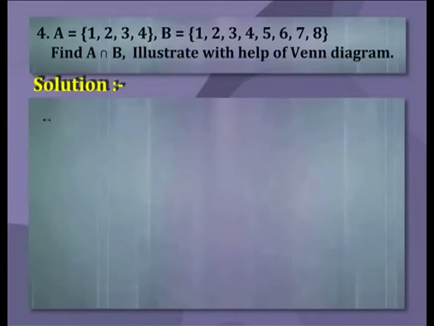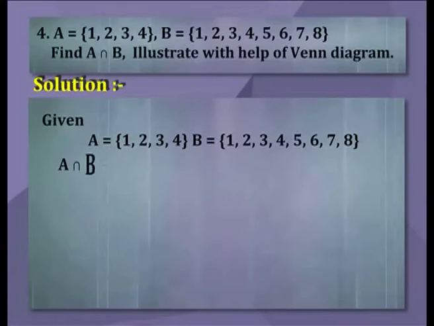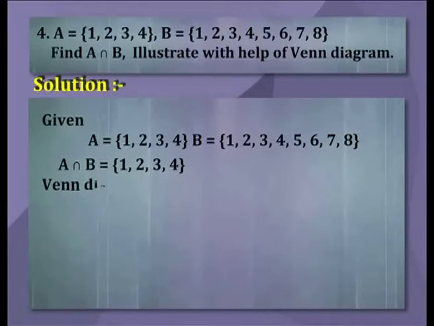Solution. Given A is equal to the set of {1, 2, 3, 4} and B is equal to the set of {1, 2, 3, 4, 5, 6, 7, 8}. A intersection B is equal to the set of {1, 2, 3, 4}. Venn diagram as shown below.